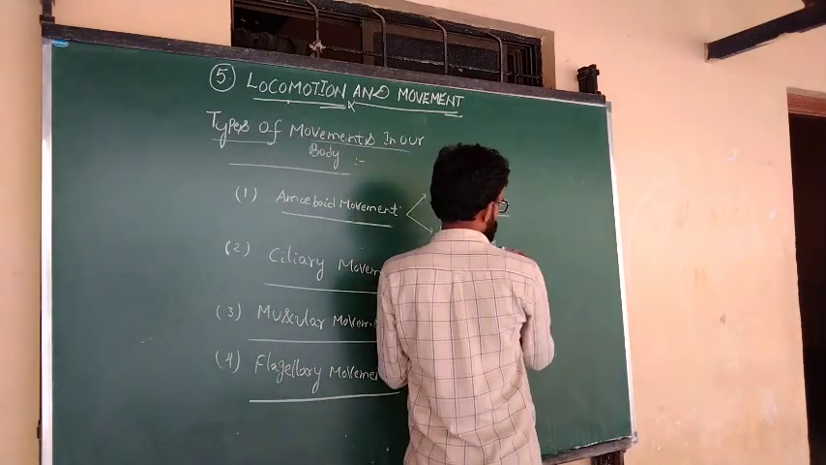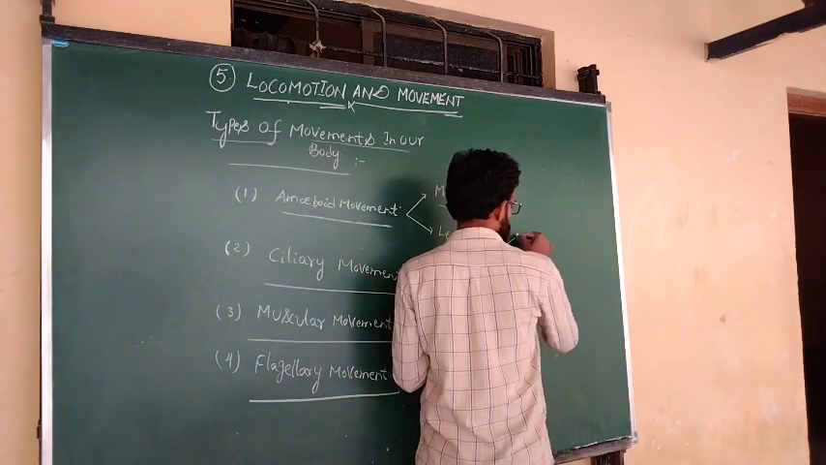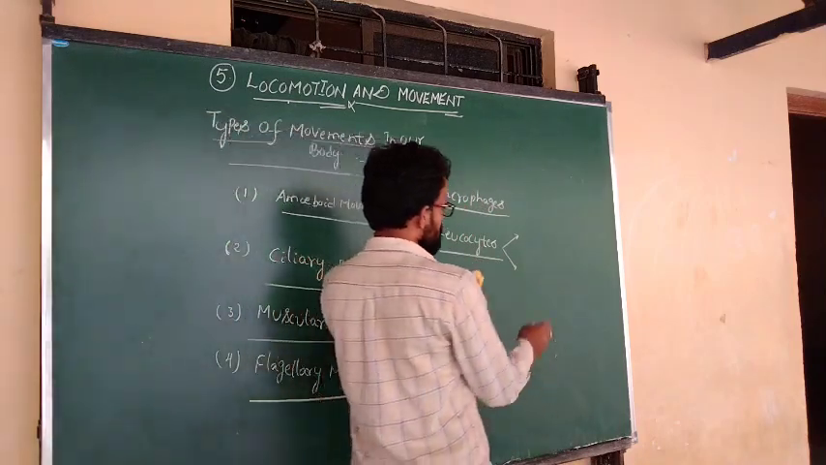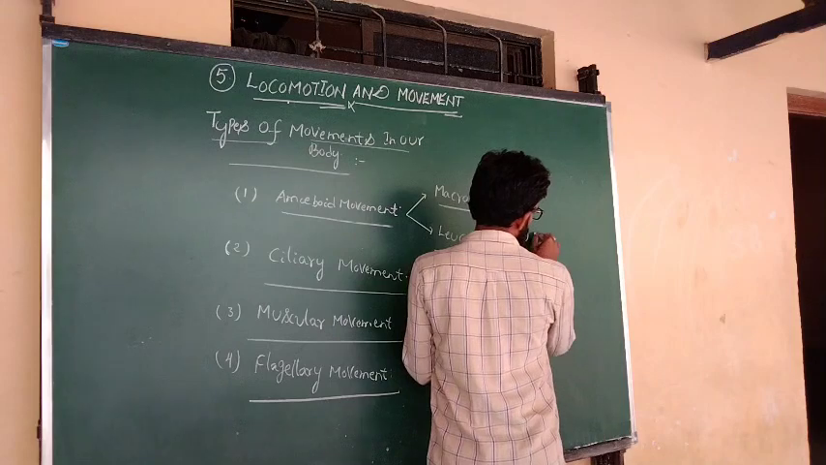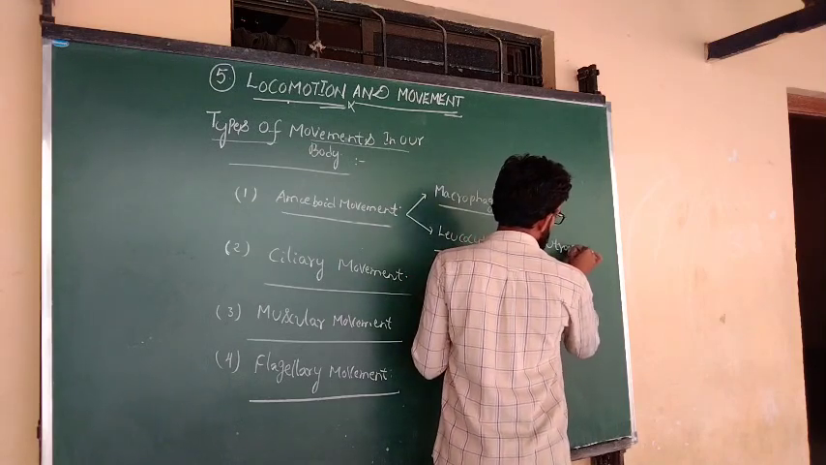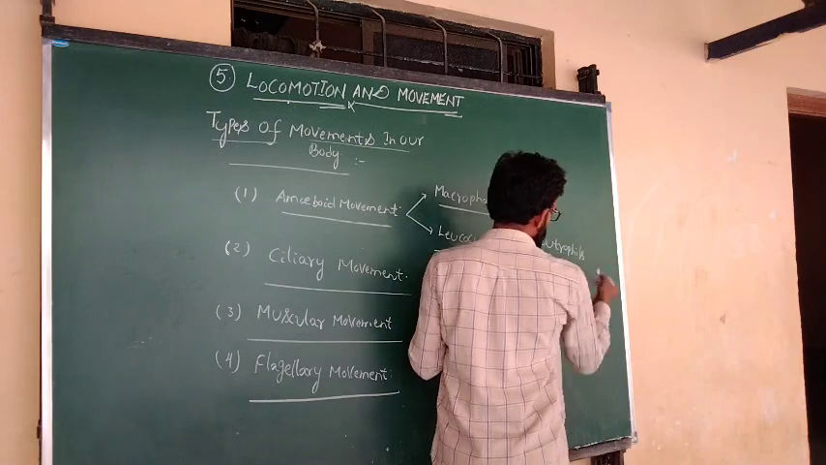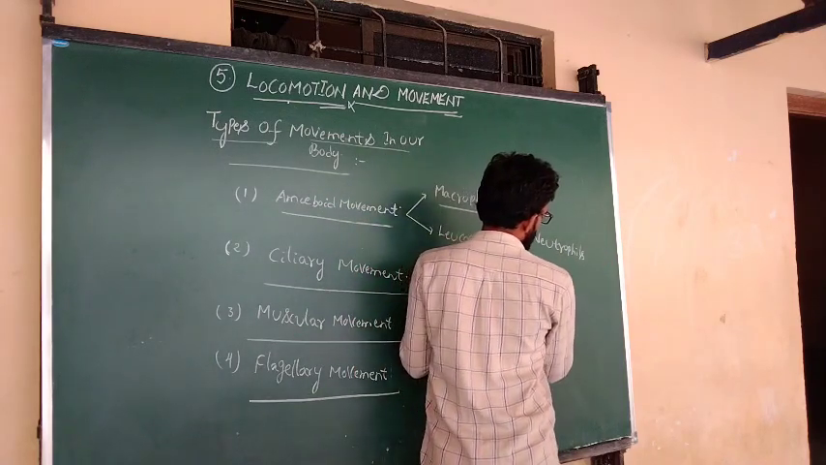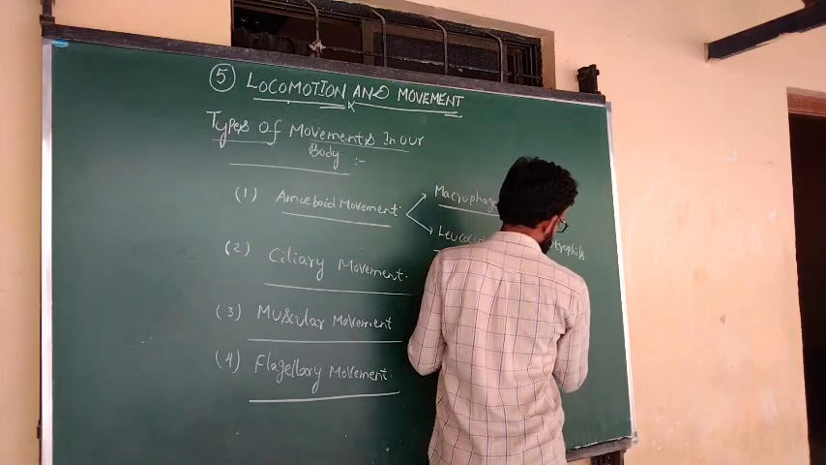The leukocytes, two types of cells, will exhibit amoeboid movement. What is the first type of cells? It is known as neutrophils. The second type of cells, monocytes.